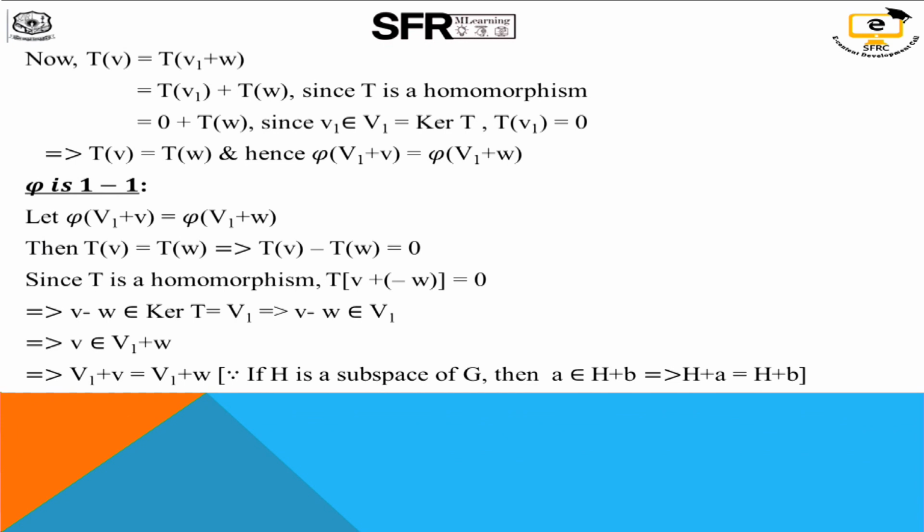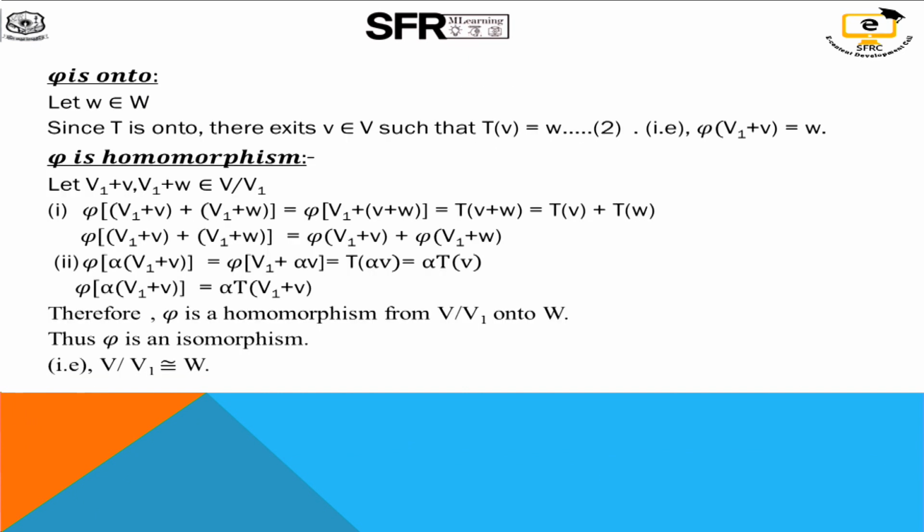Next one, pi is 1-1: if the images are equal, then the elements are equal. Here you prove that T of V equals T of W, and since T is a homomorphism, we get T of V minus W equals 0. By definition, V minus W belongs to kernel T. Here kernel T is taken as V1, so V minus W belongs to the set kernel T, that is V1. So by the left coset condition, V belongs to V1 plus W. By using the property V1 plus V equals V1 plus W, we can prove that it is 1-1.